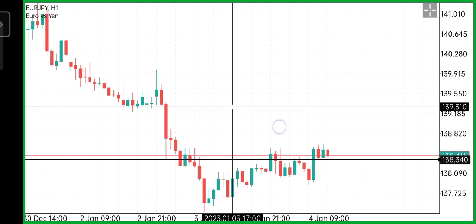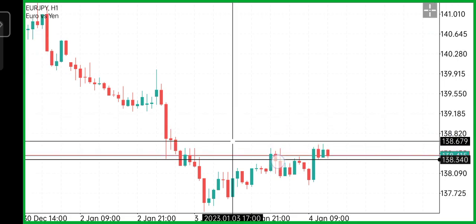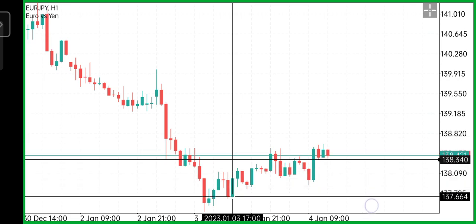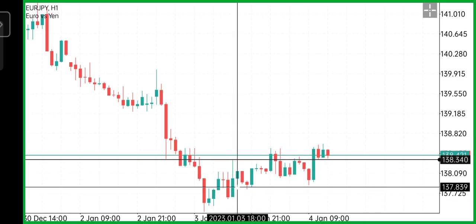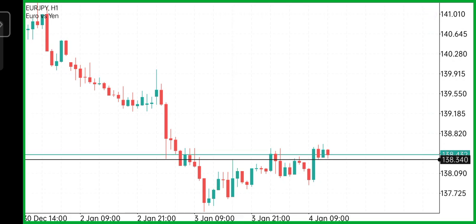As long as we can see the price breaking the level of 138, if it can break this price of 138, it can go beyond 138. We can now say the price is going up, Euro JPY is buying. But if it can break this price of 137,893, we can fully say now the market is selling. You know, so that's how you get to analyze the market.